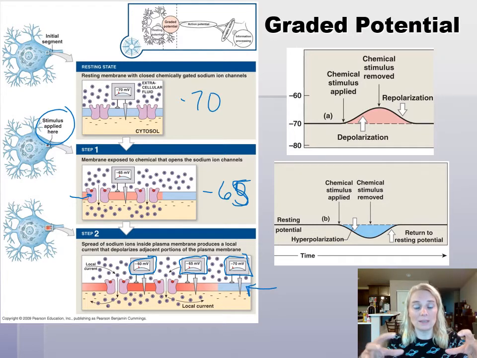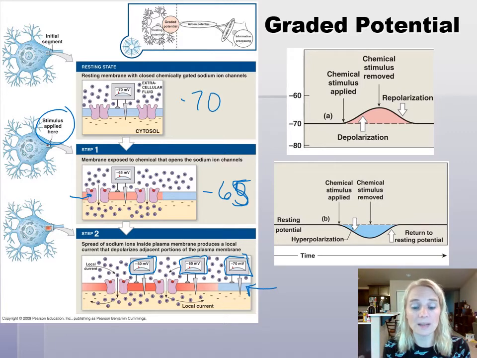So it is happening. The change in transmembrane potential from negative 70 to negative 60 is happening right where the stimulus is showing up. And then when the stimulus goes away, which is the removal of acetylcholine, those channels will close. The sodium-potassium pump is always working, pumps all that sodium right back out, and we're back to rest. So it's a very local, temporary effect.